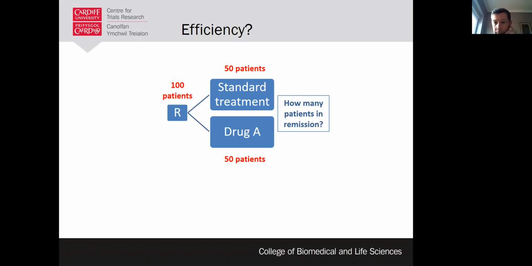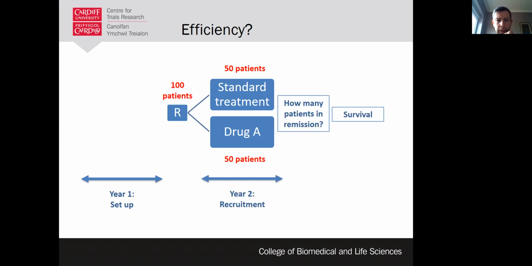So patients who get into remission will survive better. We can have a look at the percentage of patients in remission, but obviously we would still continue to look at their survival. So this sort of trial, maybe I'm being optimistic, the trialists among us may see a 1 year setup as being an optimistic time frame, but only a year of recruitment will be required for putting 100 patients in, and sadly we would only need a year of follow-up to gain an answer with regard to survival in these patients.